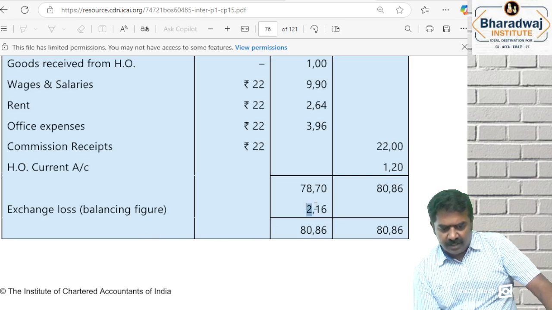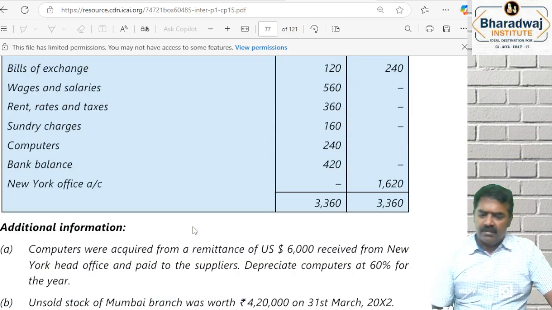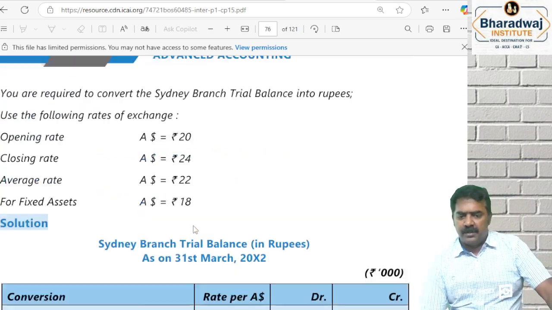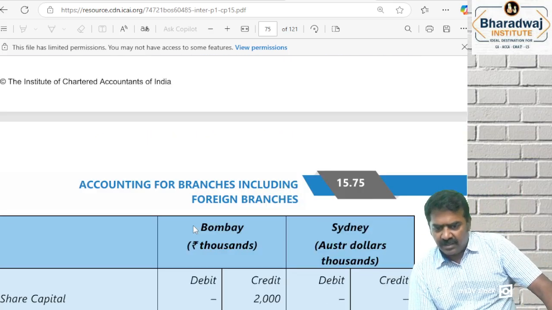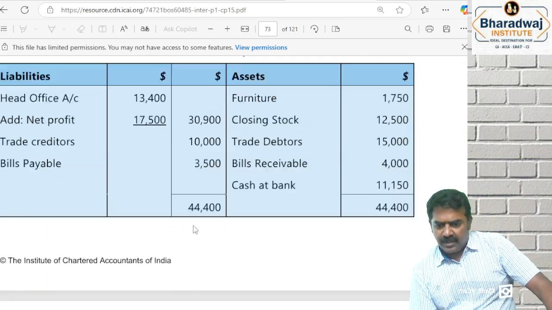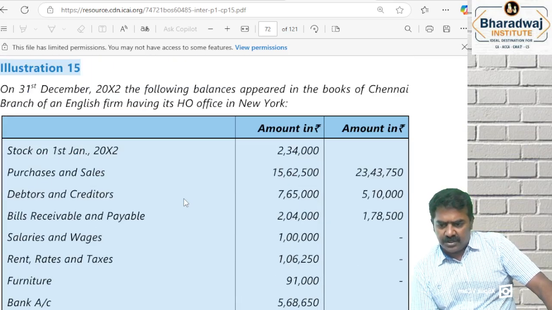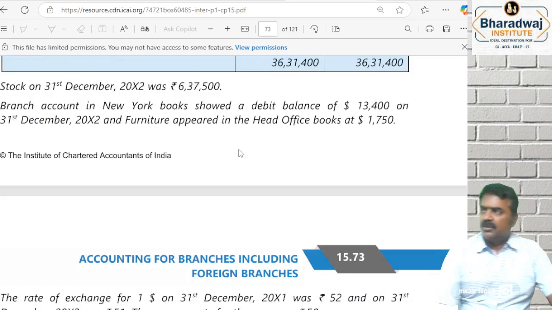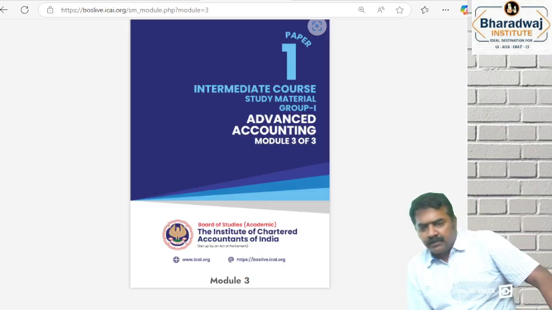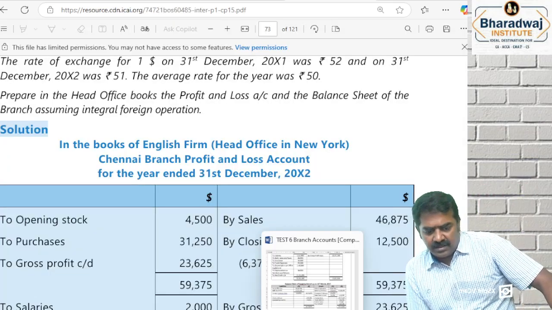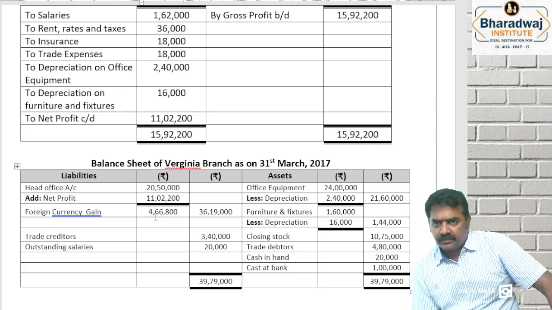Same question we would have done in the class also. Exchange loss as a balancing figure we would have got. With that we prepare the trading P&L account and balance sheet also we would have done. I request you to try them. So try to work out all the foreign branch questions. 3-4 questions try பண்ணுங்க. So classroom work plus this additions will take care.